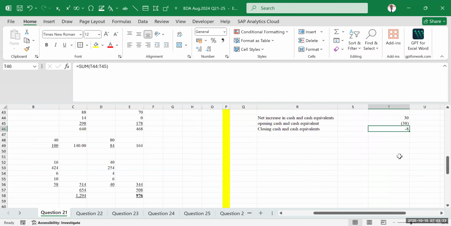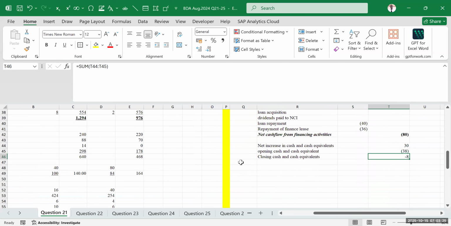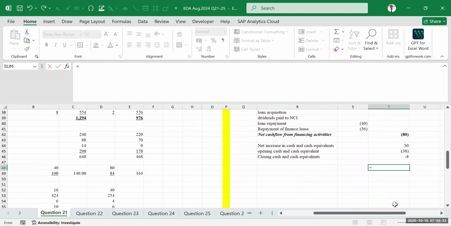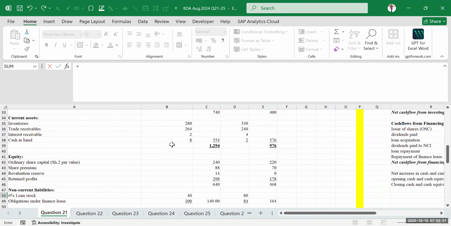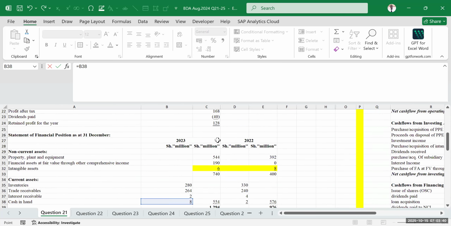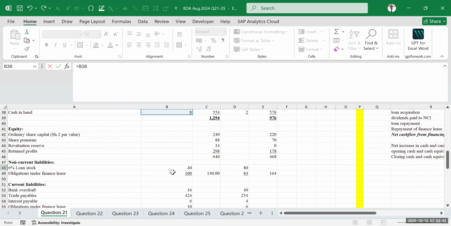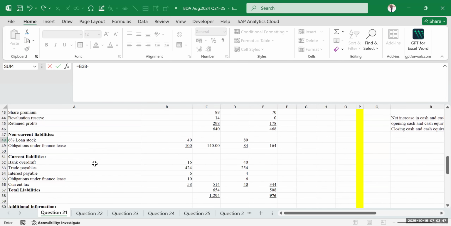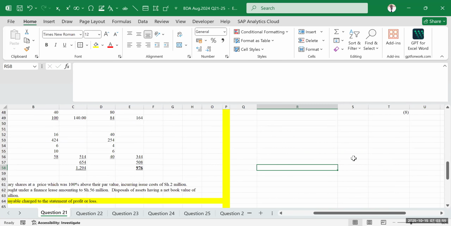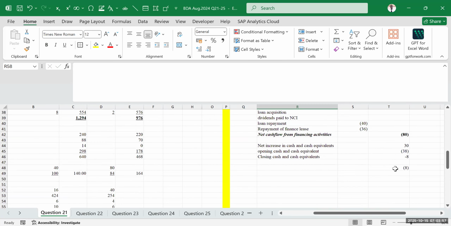Then for closing, I've not confirmed from the balance sheet. I've just gotten closing from here. So I want us to confirm from the balance sheet if our closing is correct. So how do we confirm? Let's go to the balance sheet. I've put an equal sign. Pick the closing, which is under 2023. I hope you can see it is 8. Then we also compare with any cash and cash equivalent under current liabilities, and it is the bank overdraft, which is 16. So it is 8 minus 16. And from the balance sheet, I'm also getting closing cash and cash equivalent at negative 8.